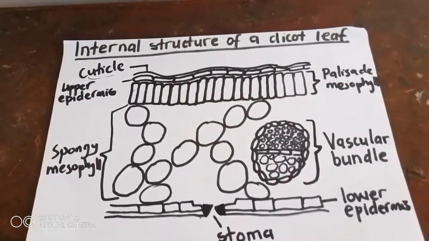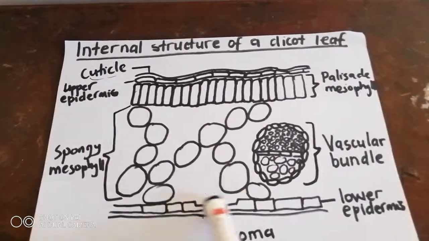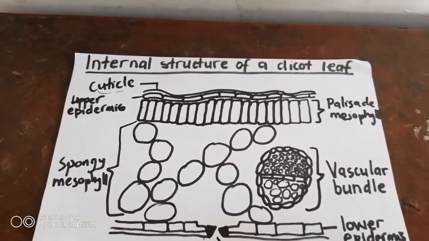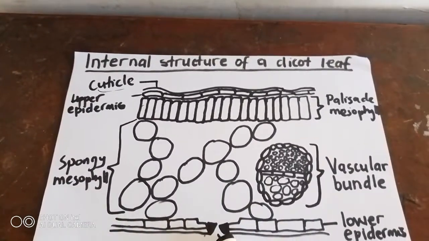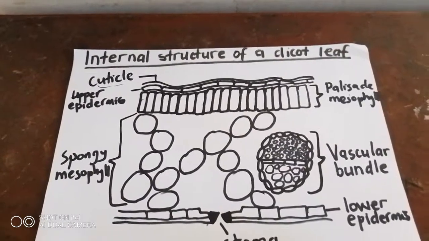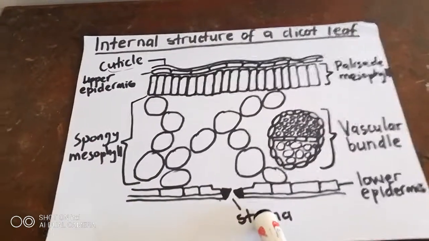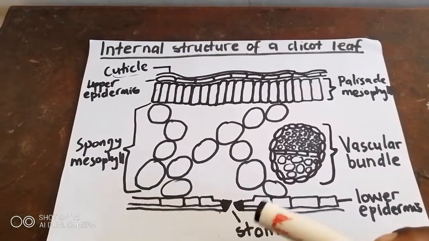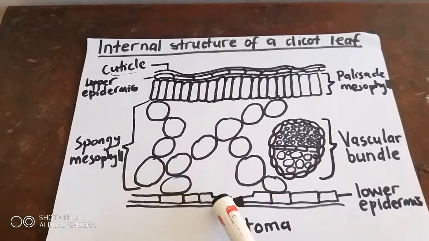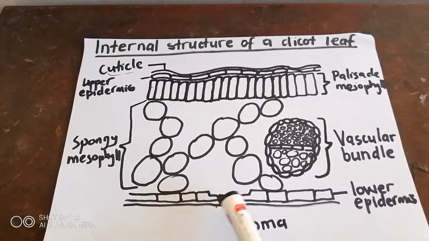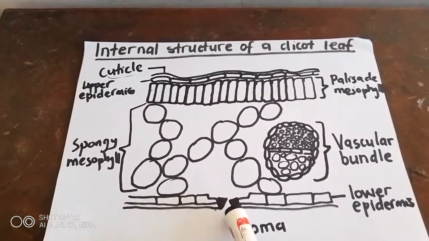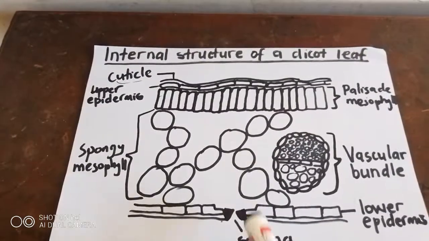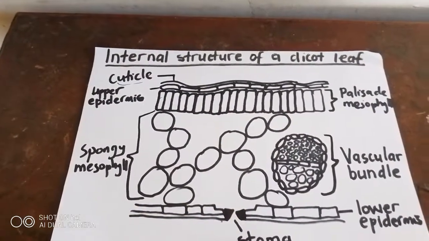We have the lower epidermis. Here it is. This is what we call the lower epidermis, and it has the presence of stomata. Stomata is plural, and in singular we call it stoma. Right, and each stoma is surrounded by a pair of guard cells that are found here. Here are the guard cells, and what the guard cells do is control the opening and closing of this stoma. All right.